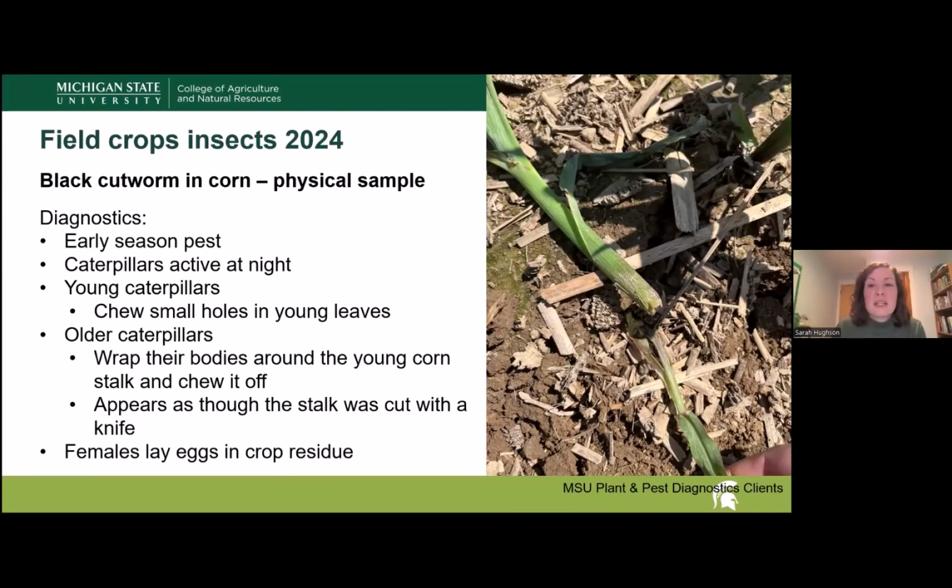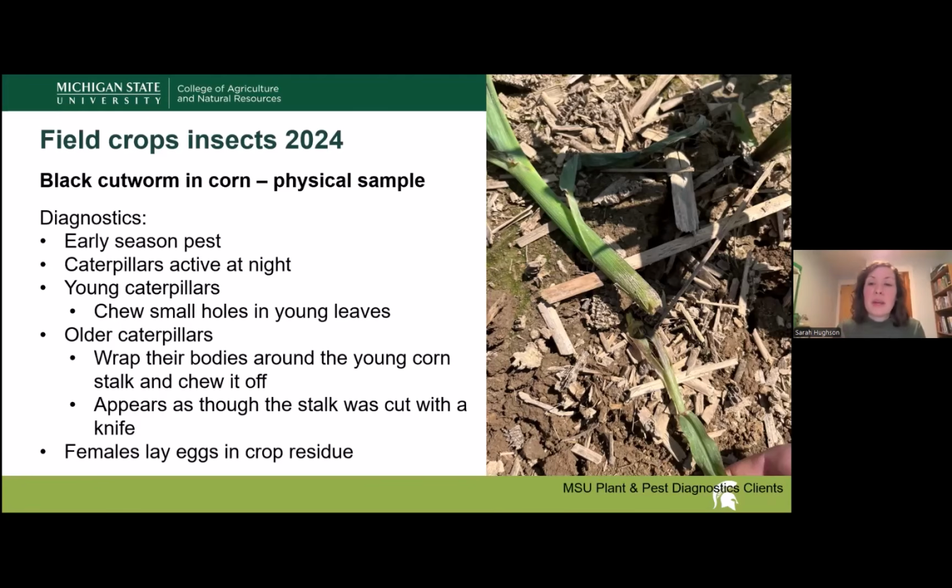And for the diagnostics on this, what I'm looking for is that this is an early season pest. These caterpillars are active at night. So a lot of times the client doesn't see the caterpillars in the field. They just see the damage to the plant. For that damage with the very young caterpillars, we can see some small holes in the leaves on the young corn. And for the older caterpillars, what they're going to do is actually wrap their body around that stalk and they're going to chew that plant clean off.